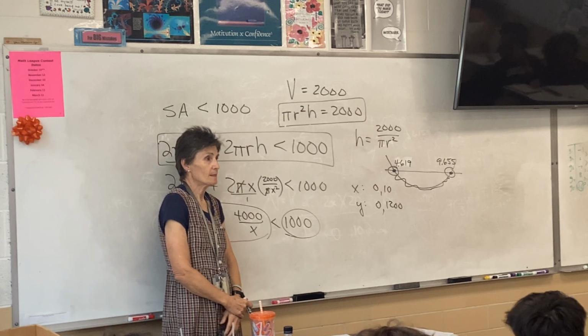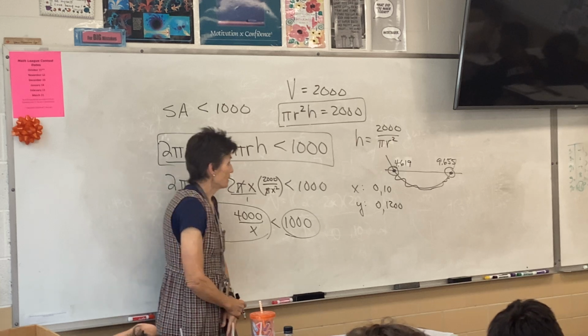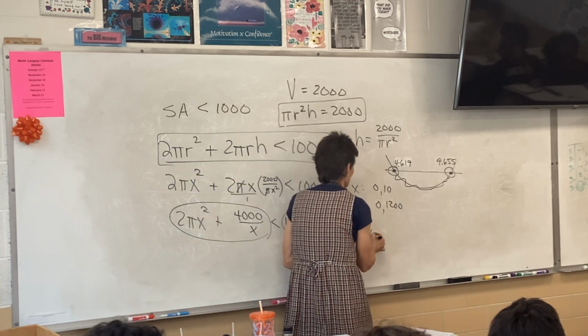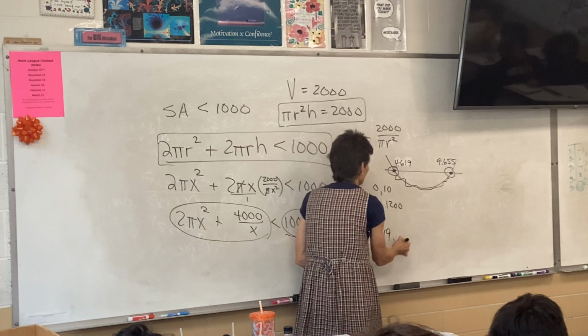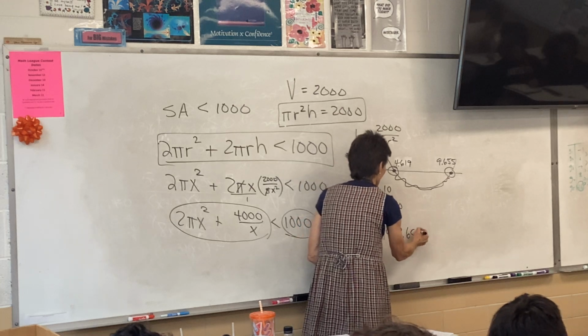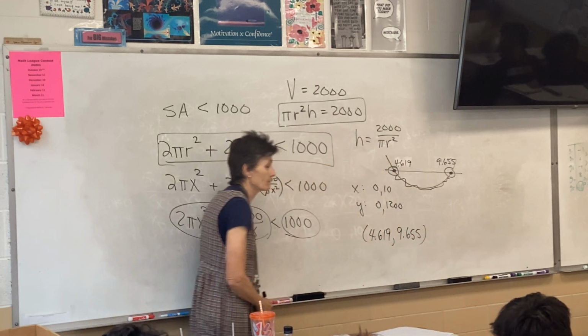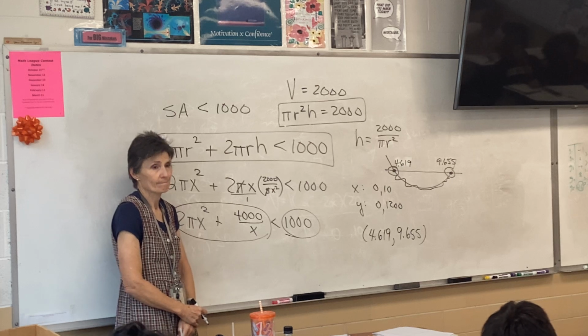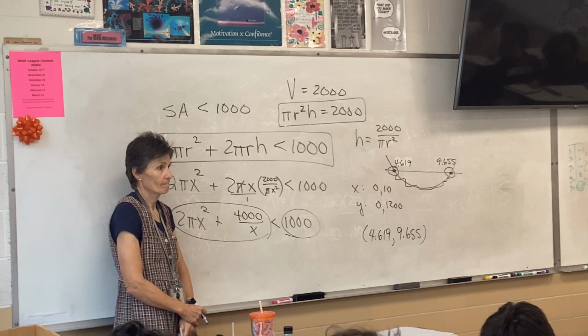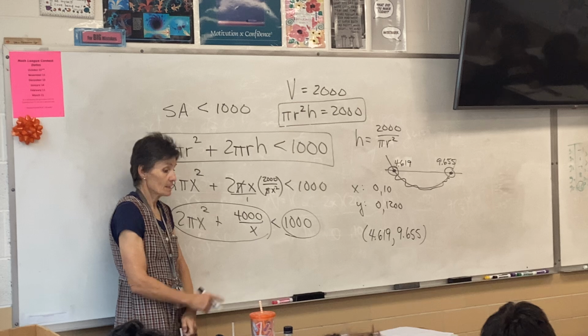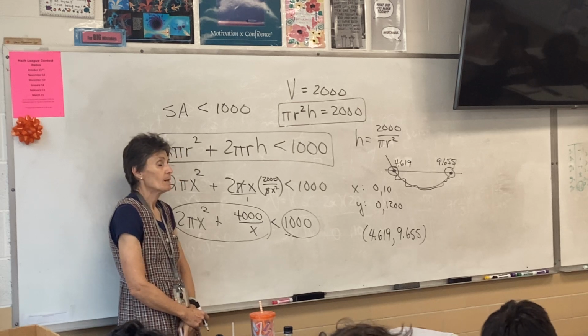We want it to be less than? Yeah. So the answer is 4.619 to 9.655. Oh, it'd be open, meaning it'd be parentheses and stuff. Yeah.